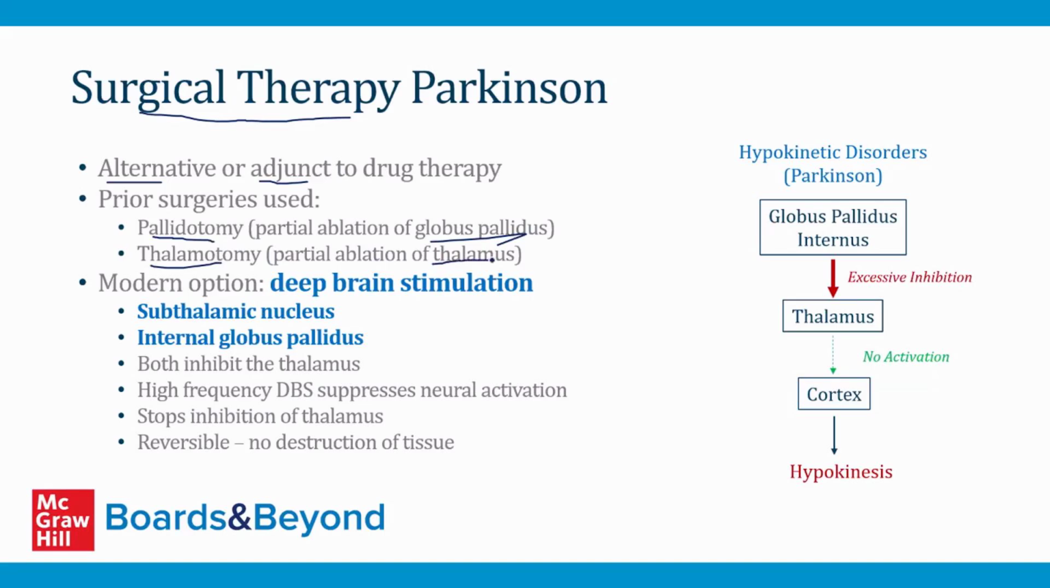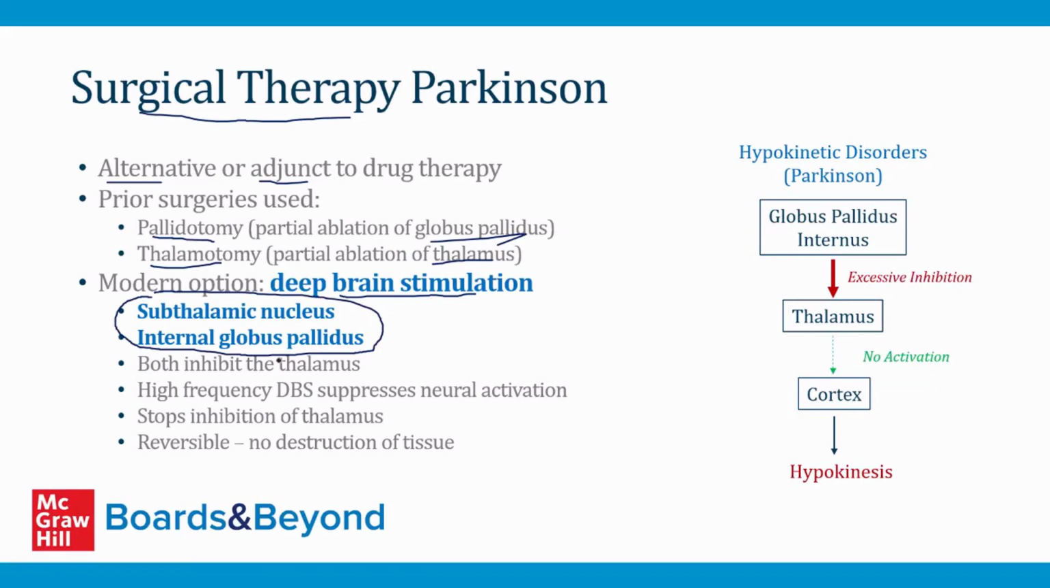These surgeries have now been replaced with deep brain stimulation. This involves inserting a device that stimulates parts of the basal ganglia, and by stimulating them, it actually makes them less active, and that's how it improves the symptoms of Parkinson's disease. There are two regions of the basal ganglia that are targets for deep brain stimulation, and it's high yield to know these for your board exams. Those two regions are the subthalamic nucleus and the internal globus pallidus.